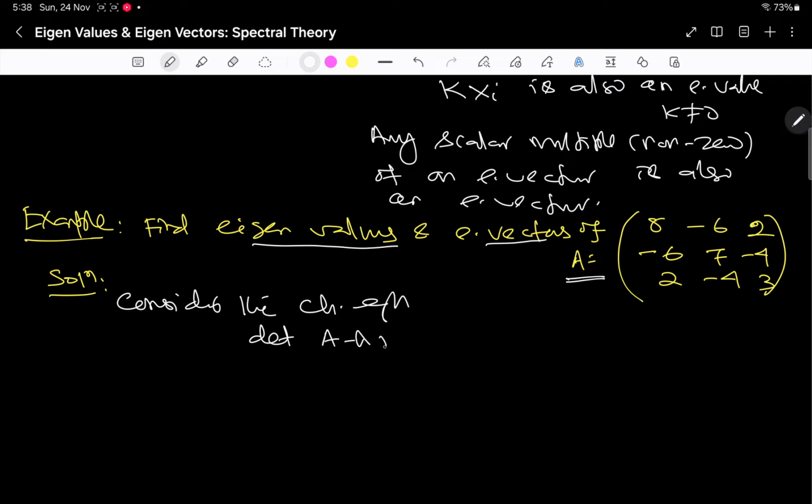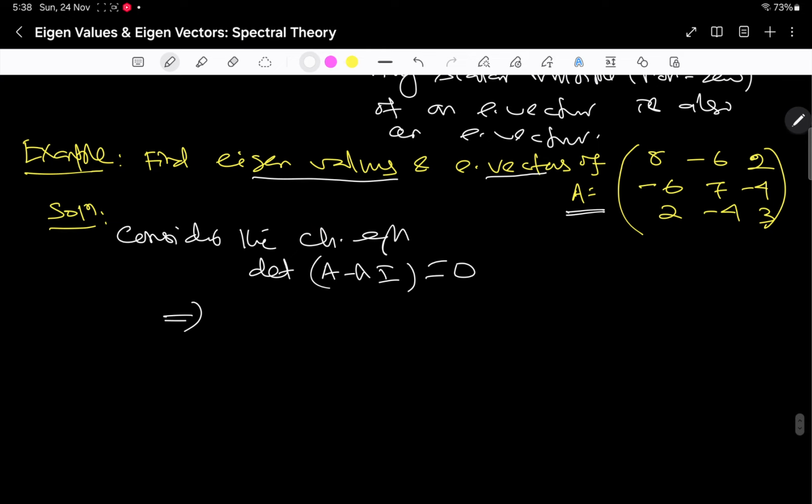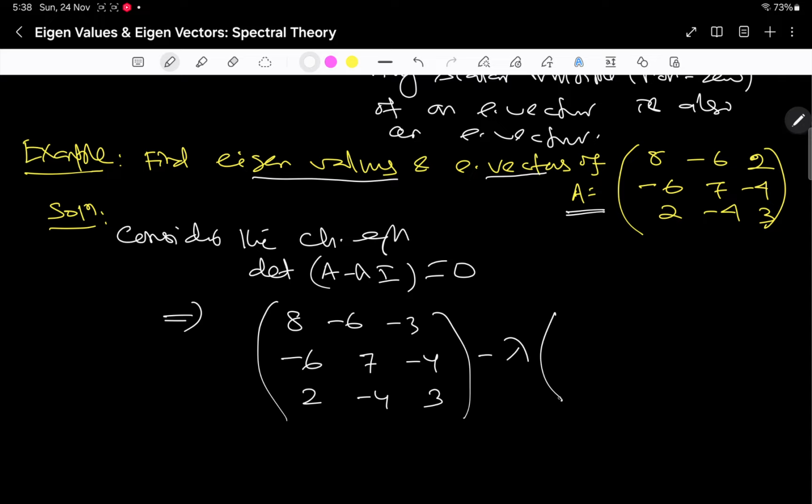Determinant of A minus lambda I is equal to 0. What does it mean? It means here 8 minus 6, minus 3; minus 6, 7, minus 4; 2, minus 4, 3. This is your A minus lambda times the same order identity matrix, 1 0 0, 0 1 0, 0 0 1. Since it is 3 cross 3, we are considering this, and this determinant is equal to 0.